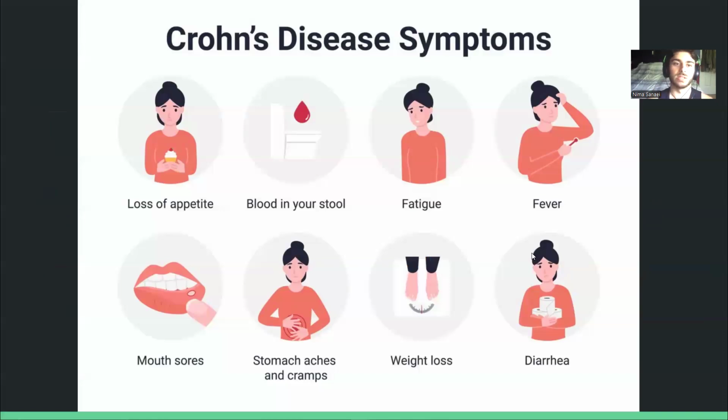Some more symptoms are the last five types we mentioned: blood in the stool, fatigue. Fever really isn't a telltale sign, or a sign that we've seen specifically in Crohn's. It's what we see in everything. Mouth sores are actually going to be more related to celiac than to Crohn's disease. I just included it because it was one of the symptoms that we have seen before in previous cases. The stomach aches, the cramps, the weight loss, the diarrhea.